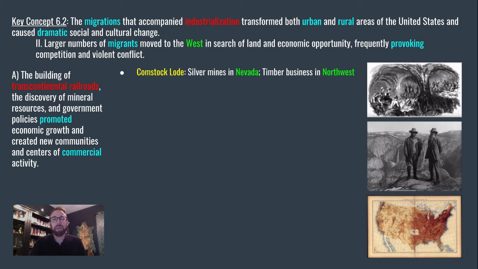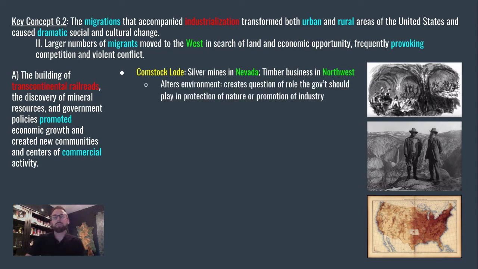Meanwhile, in the Northwest, so Washington and Oregon today, there is a large timber business because this was previously really unused land by the United States, and now they realize that they're running out of wood elsewhere in the country, and they need wood to build stuff. So the timber business gets big up there because of the large forests.